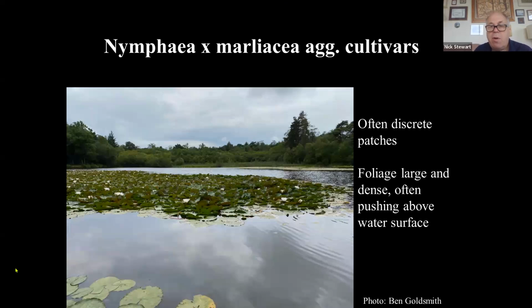They also tend to form quite discrete patches, because they don't seem to spread. I suspect that they're not particularly fertile, and whereas the white water lily will be quite well distributed around a lake, often with the cultivars you will get a dense patch, which is often quite delimited in extent, and the foliage tends to be larger and often quite dense, so that there are leaves being pushed up above the water surface.